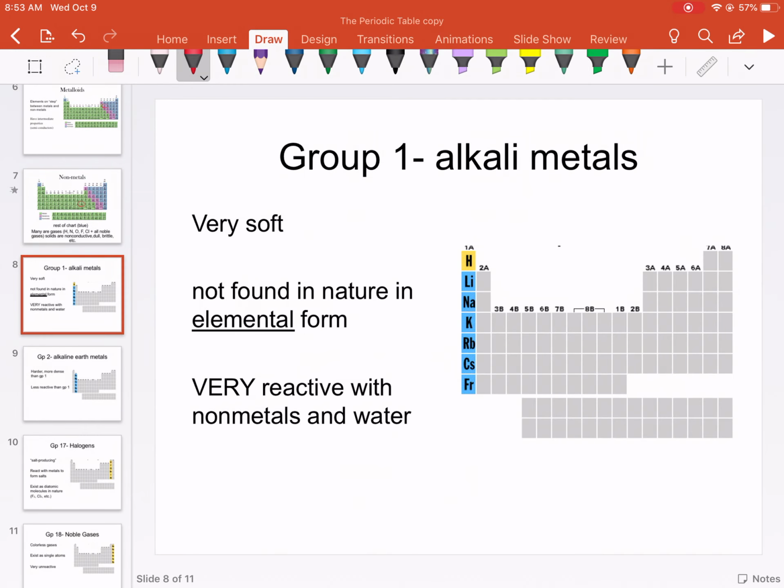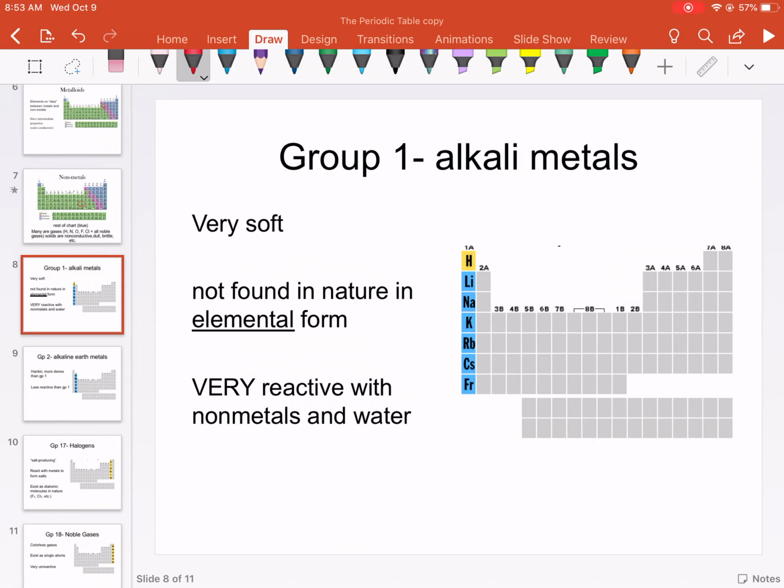Okay, and then we're going to go through just a couple of important groups from the periodic table, just 4 of them. Group 1 are the alkali metals, and I'm going to show you a demonstration of alkali metals in class. They're very reactive. They're very soft, which is kind of unexpected for metals. They're not found in nature because they're so reactive.